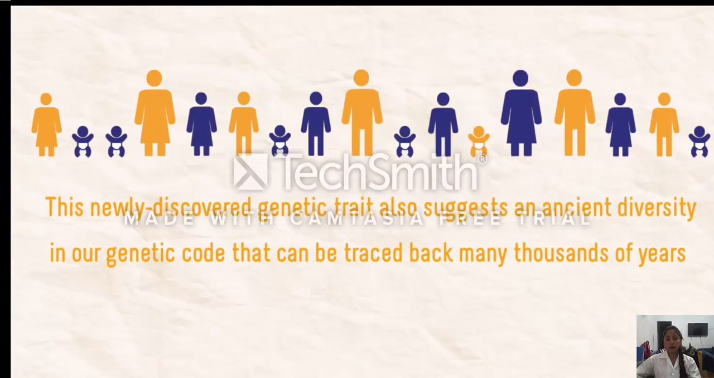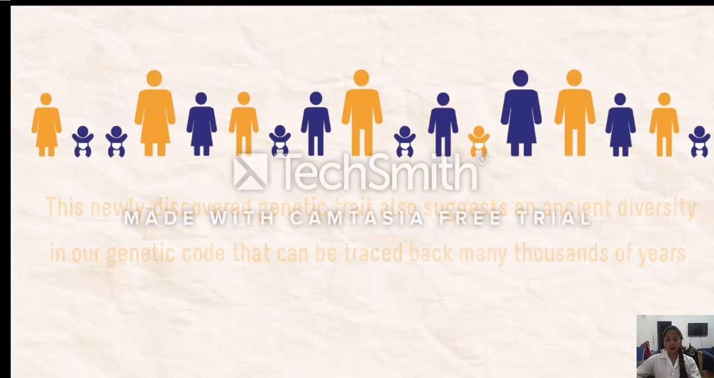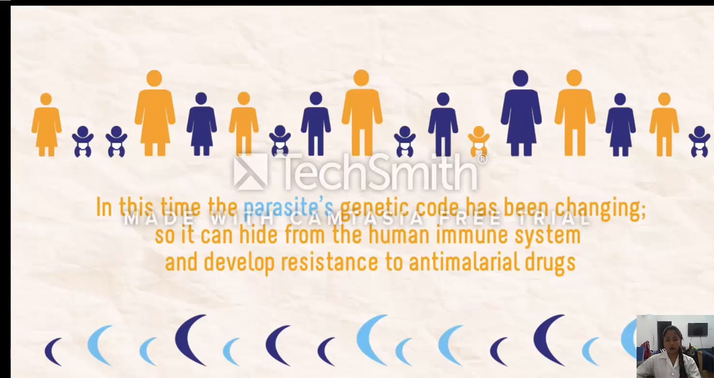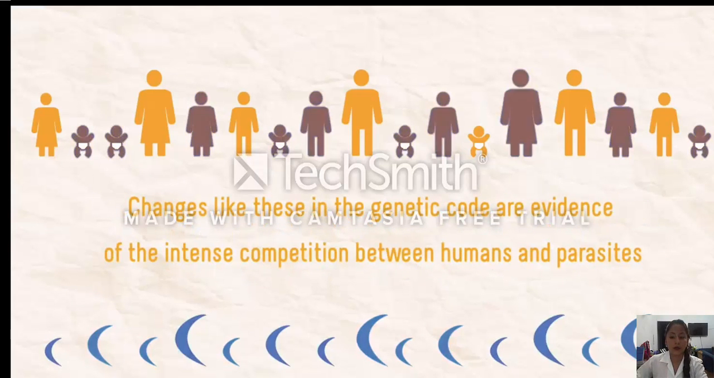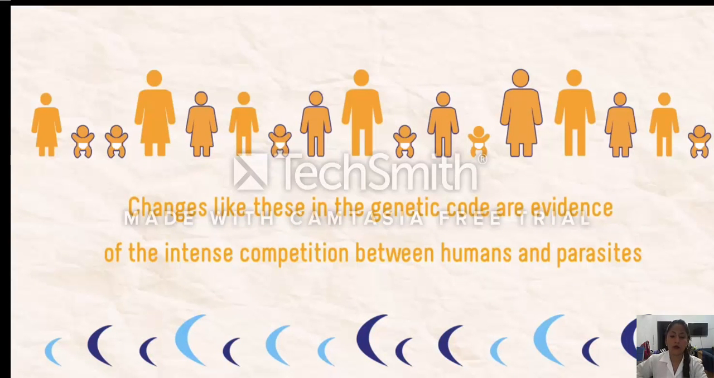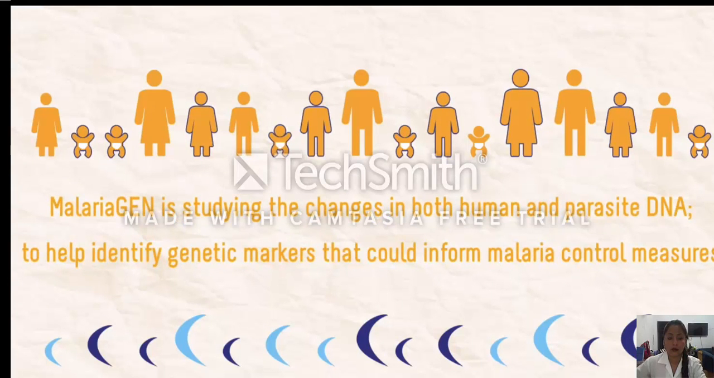This newly discovered genetic trait also suggests an ancient diversity in our genetic code that can be traced back many thousands of years. In this time, the parasite's genetic code has also been changing, so it can hide from the human immune system and develop resistance to anti-malarial drugs. Changes like these in the genetic code are evidence of the intense competition between humans and parasites. MalariaGEN is studying the changes in both human and parasite DNA to help identify genetic markers that could inform malaria control measures.